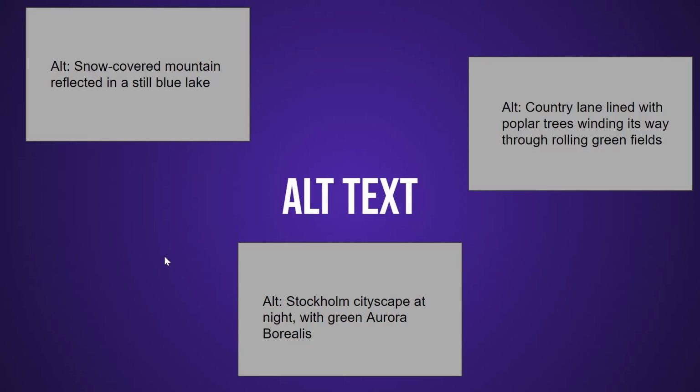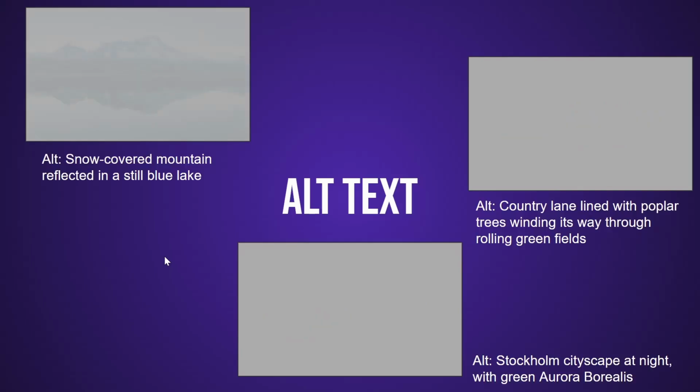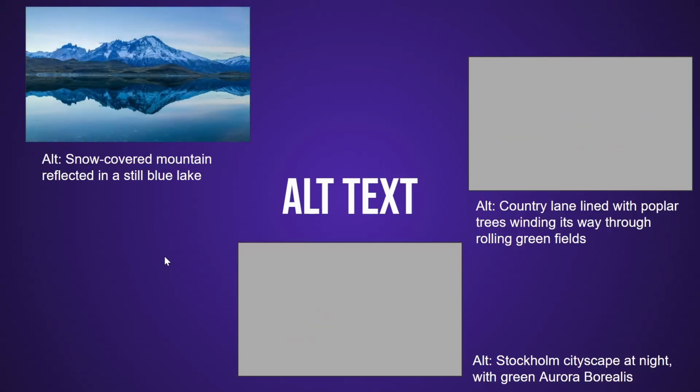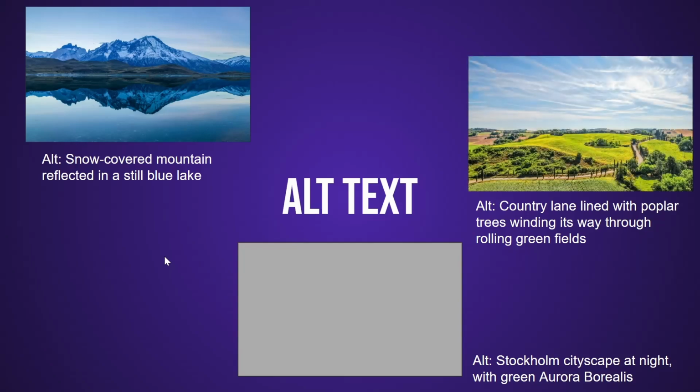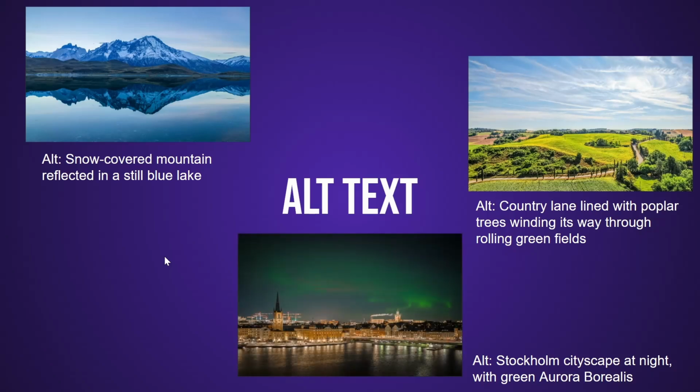So let's look at these actual images then. The snow-covered mountain looked like this, hopefully something vaguely similar to what you maybe imagined. The country lane looked like this, and here is an image of Stockholm at night with the aurora borealis, something I've never actually seen myself. These are not my photos, they come from Pixabay and Unsplash. I would love to see the aurora borealis at some point.